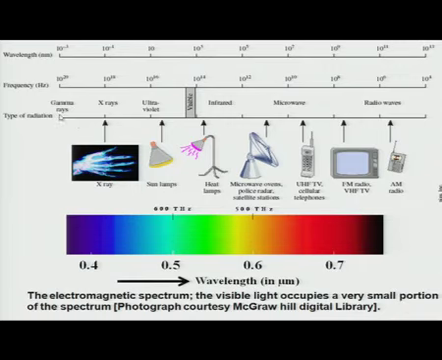So, the gamma rays have a frequency of 10 to the power of 20 hertz, and radio waves have a frequency of about 10 to the power of 6 hertz. And as I had mentioned in my previous lecture, the visible region of the spectrum has a frequency of about 10 to the power of 14 hertz, which is about 100 terahertz.